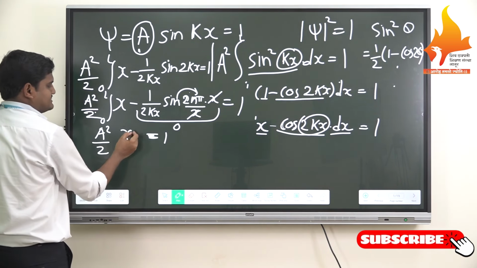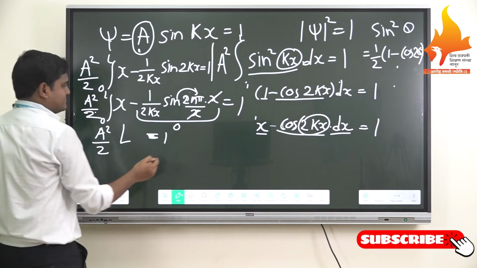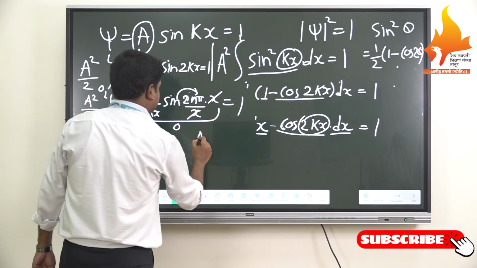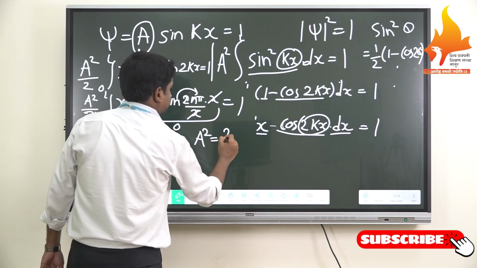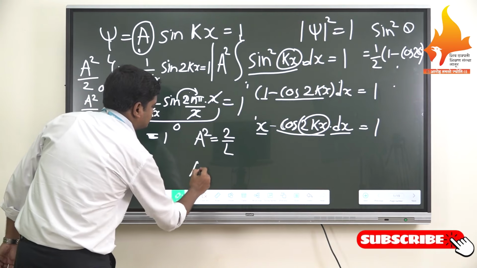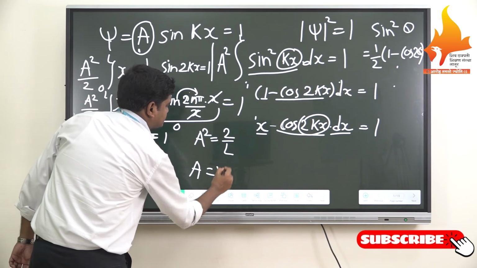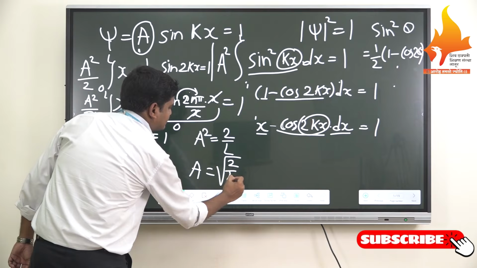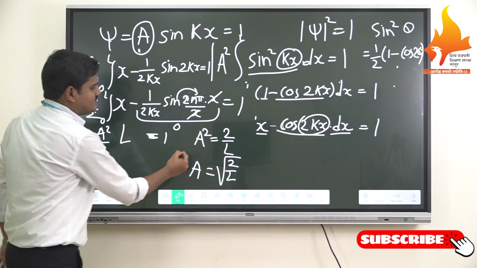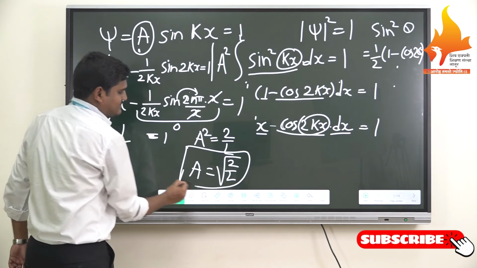Here we can take x as the value of L. So we can find the constant a, that is a² is equal to 2 by L. Then the constant a is equal to the square root of 2 by L. This is the normalization constant for the particle in a 1D box.